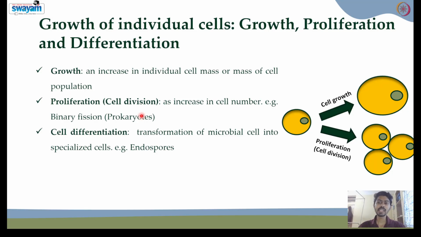If it is an increase in the number, we refer to it as cell division. And if there is a transformation of microbial cells into some specialized cells, we call it cell differentiation. So these are the three important concepts. And in the next slide, we will see some examples of these transformed cells.